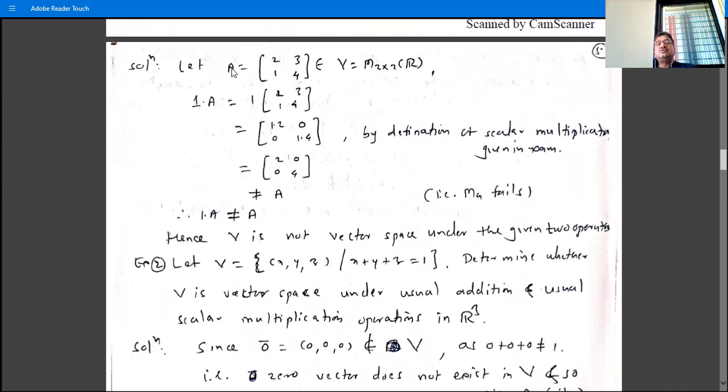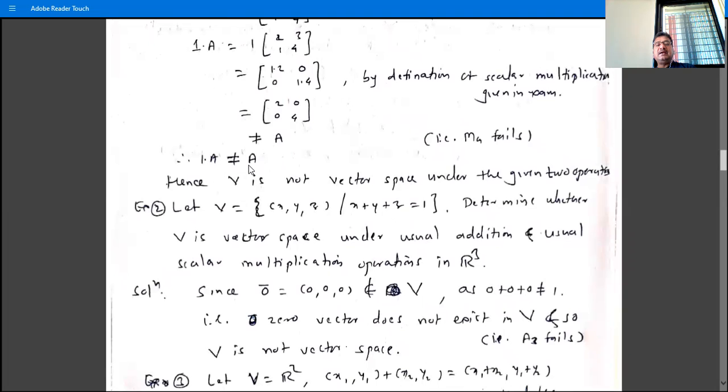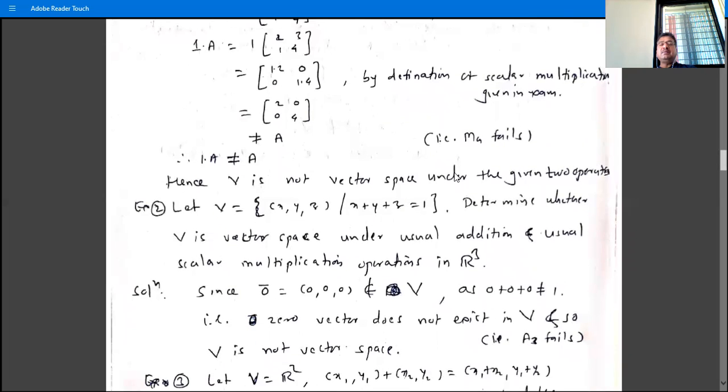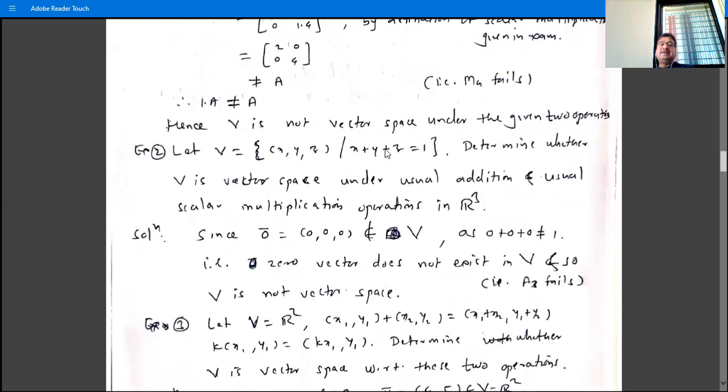We can also take A as minus 2, 4, 5, 1 half. Take any real matrix, any 2 by 2 order matrix with real entries. And just show that 1A is not equal to A, and therefore V is not a vector space. So in some examples, the property number M4 fails. In some examples, another property fails. So just give the example of that property which fails.